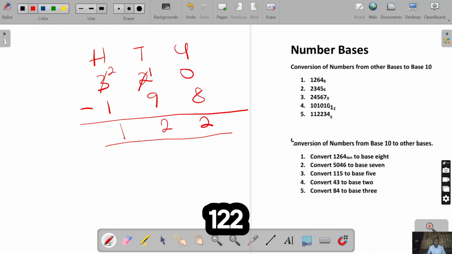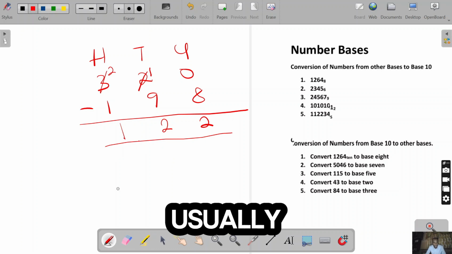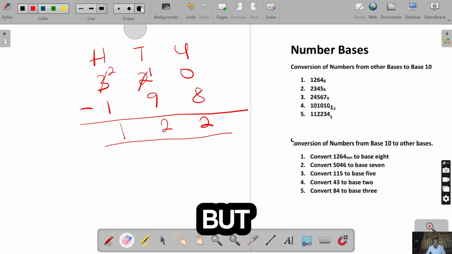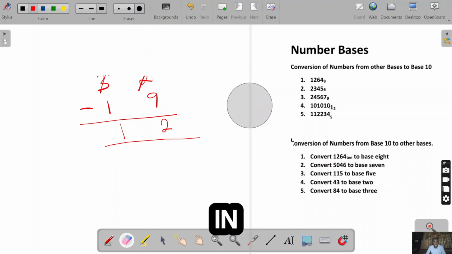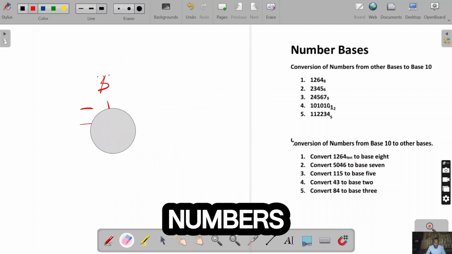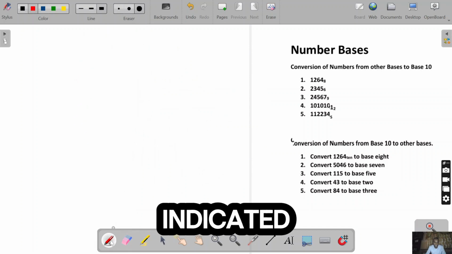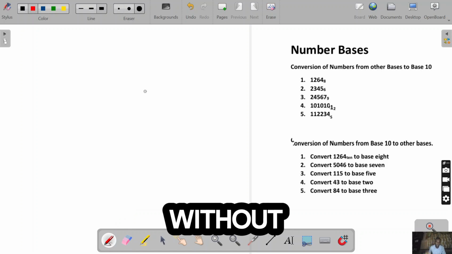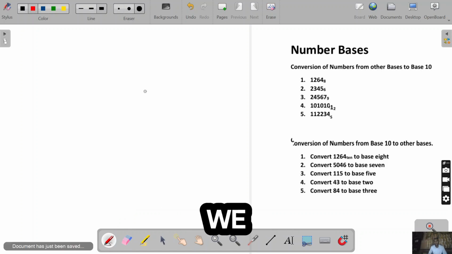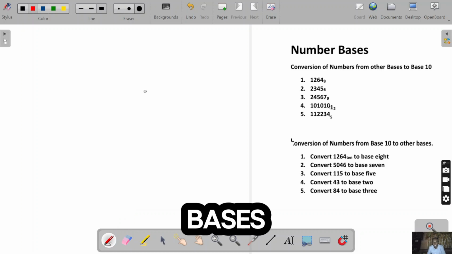That's 122 base 10. When numbers are in base 10, they are usually not written. It's a standard practice. But when they are in other bases, they must be written. They must be indicated. So without much ado, we said conversion of numbers from other bases to base 10.